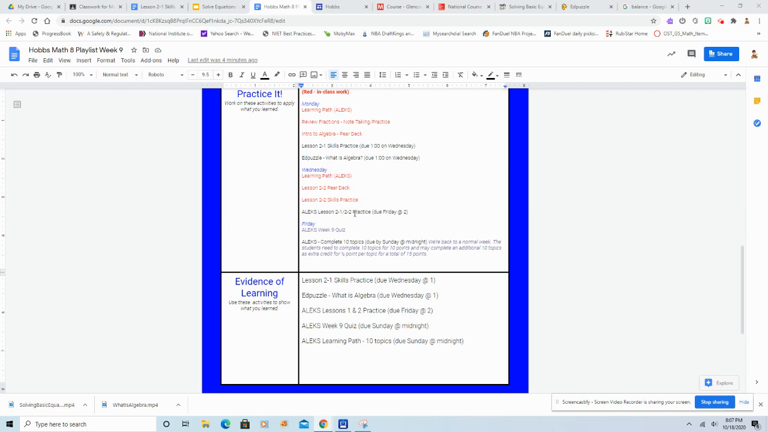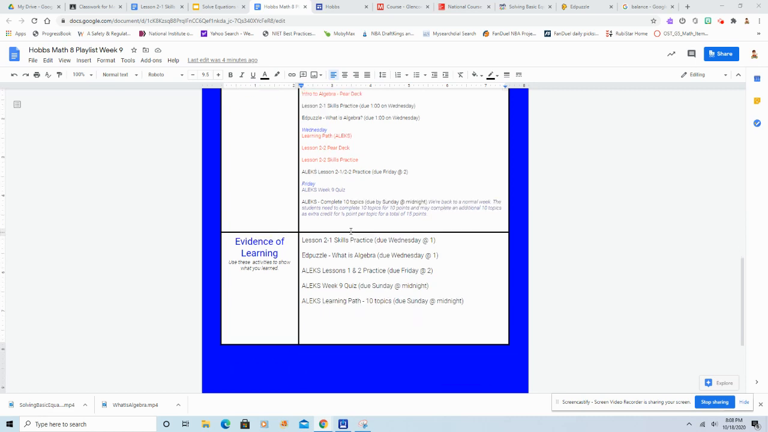There are 2 different assignments. The practice is due Friday at 2. The quiz is due Sunday at midnight. There'll be a lot of the same problems. The practice might have a little bit more than the quiz. A lot of the same problems, so it'll behoove them to watch it or to get it done.